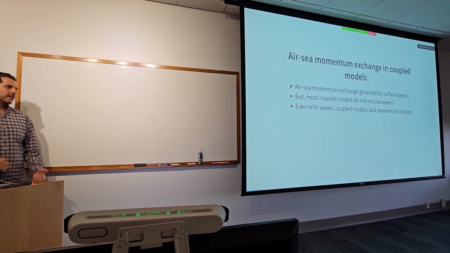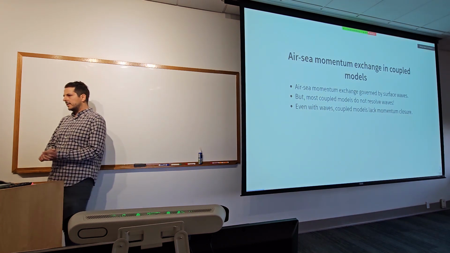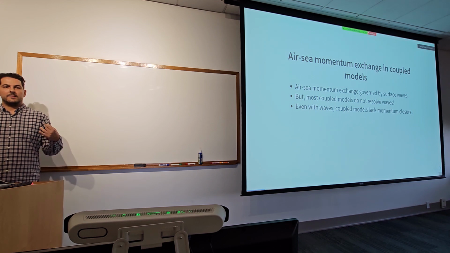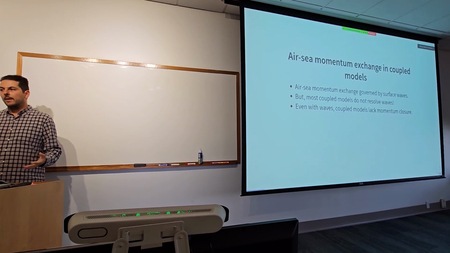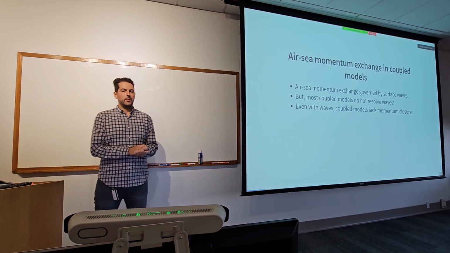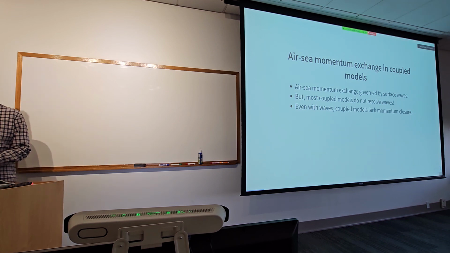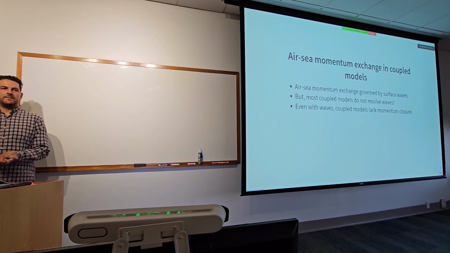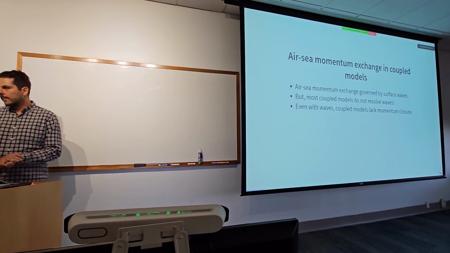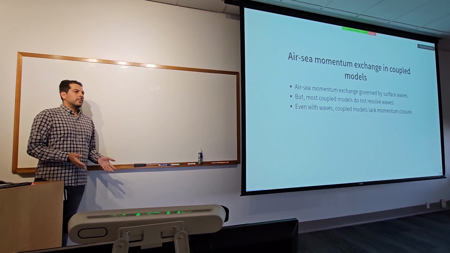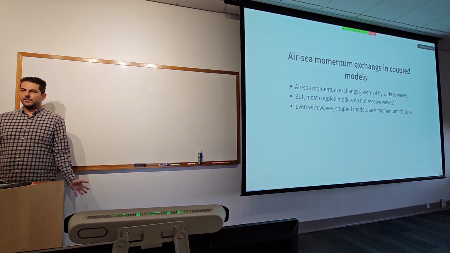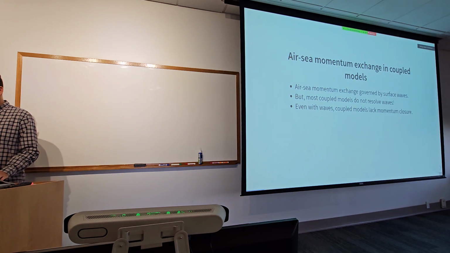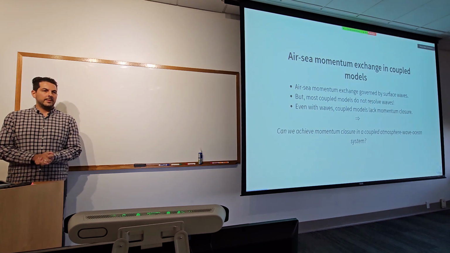So when I first came, my advisor, Professor Shuyi Chen, basically posed me a challenge, and that is one of the several aspects in which our models are deficient in predictive capability: the air-sea momentum exchange not being sufficiently resolved, momentum constraint, and so on. And that may be one of the key pieces needed for important processes that are difficult to predict, like rapid intensification of hurricanes. So air-sea momentum exchange is governed by waves, mostly, but most coupled models do not resolve waves. And even the models that do resolve them lack momentum closure. So my challenge was, can we achieve momentum closure in a coupled atmosphere-wave-ocean system?